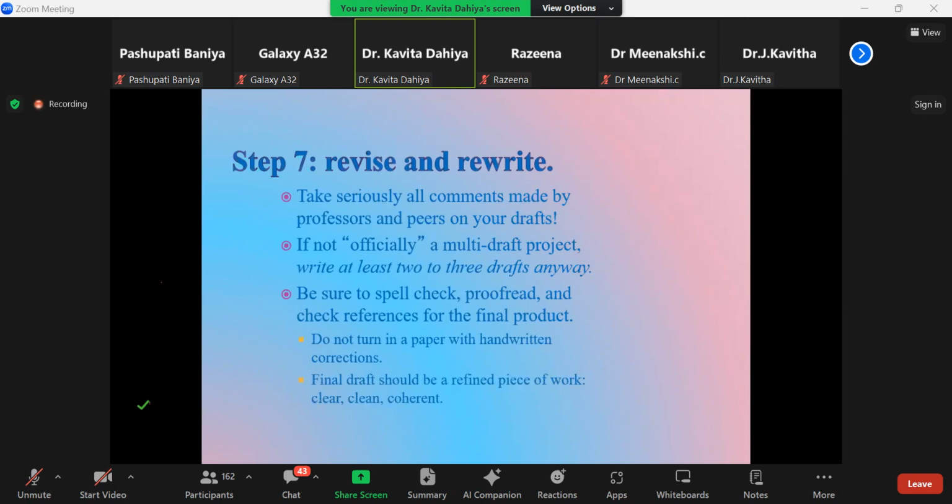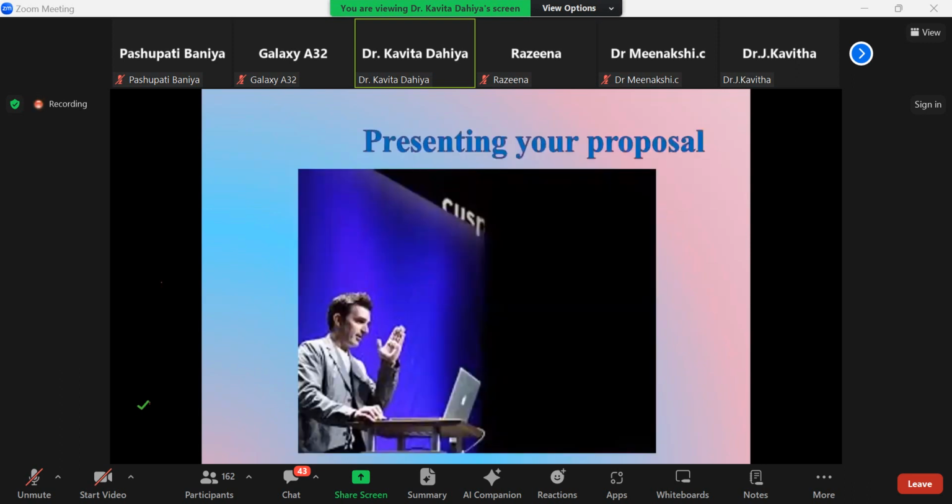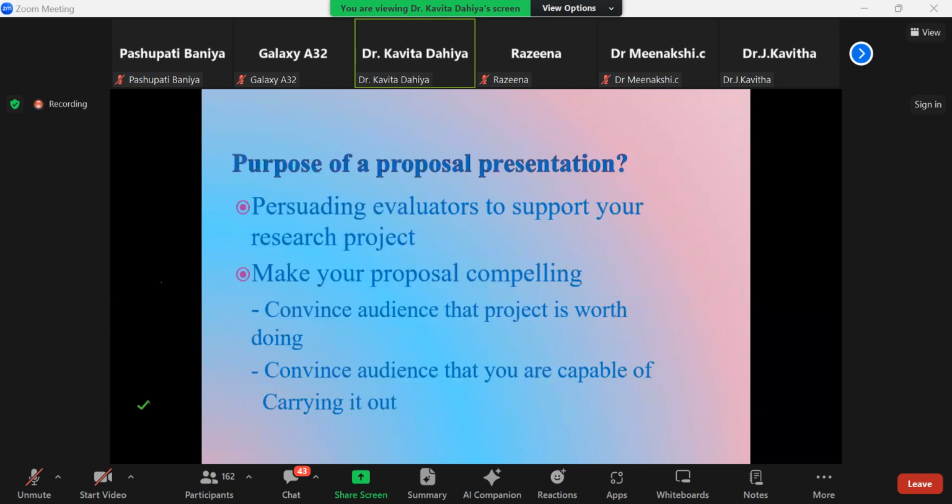And the final draft should be a refined piece of work, clean, clear, and coherent. So, how do you represent the paper or proposal to the committee or the approving board? The purpose of the proposal presentation is to persuade the evaluator and support your research project. You need to make your proposal compelling, because these are the boards or authorities which need to be convinced.